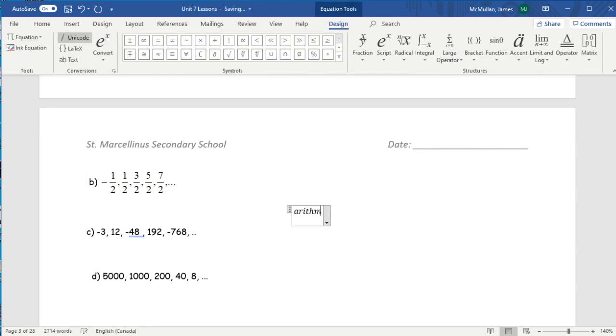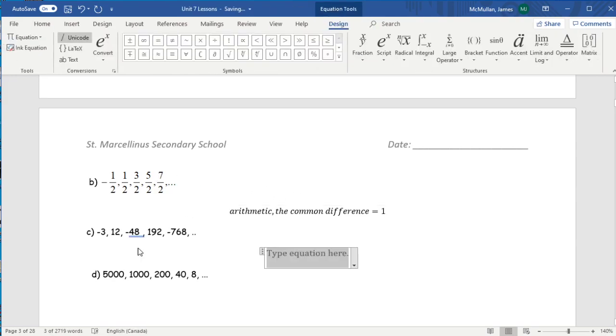This one is arithmetic. The common difference is positive 1. Negative a half is negative 0.5, positive 0.5, 1.5, 2.5, 3.5. Every time I'm just going up by 1.